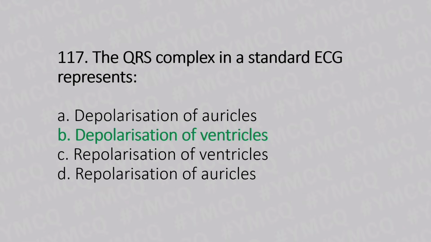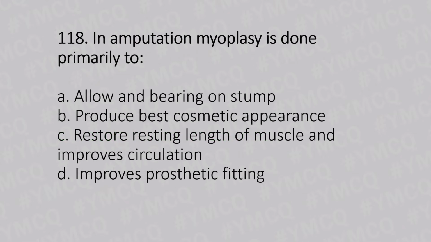Now let's move to our question number 118. In amputation, myoplasty is done primarily to option A, allow end bearing on the stump. Option B, produce best cosmetic appearance. Option C, restore resting length of the muscle and improve circulation. Option D, improve prosthetic fitting. And the answer is option A, allow end bearing on the stump.